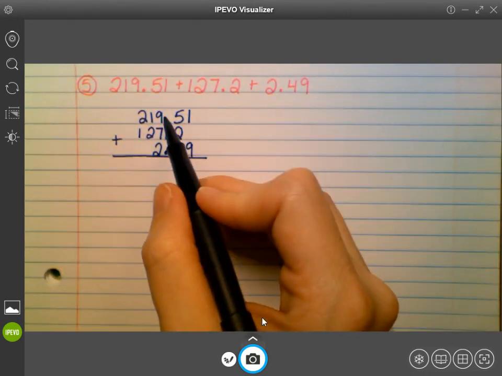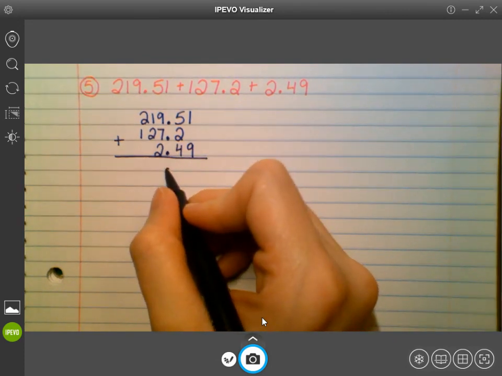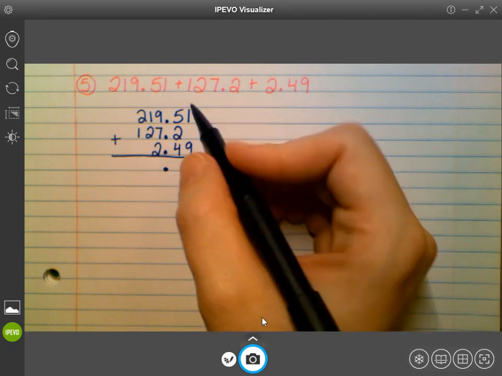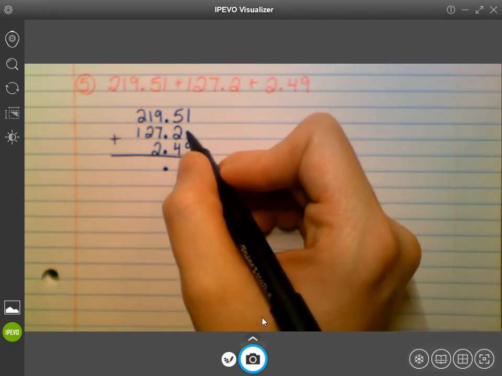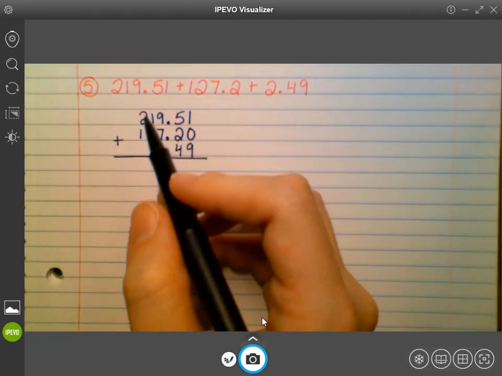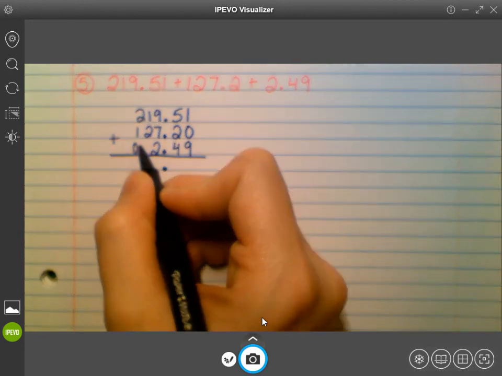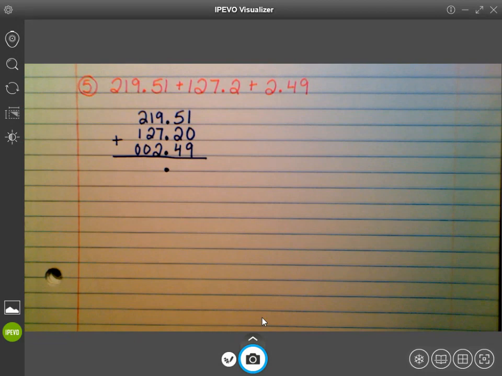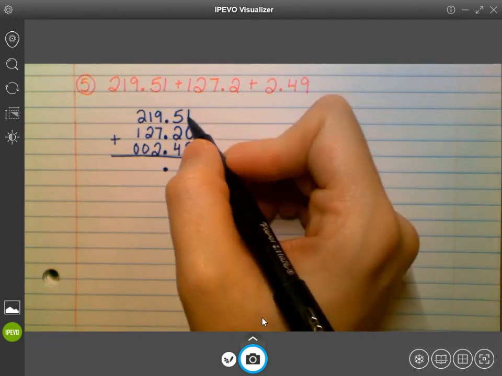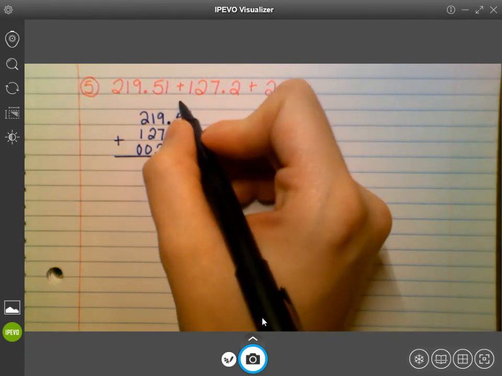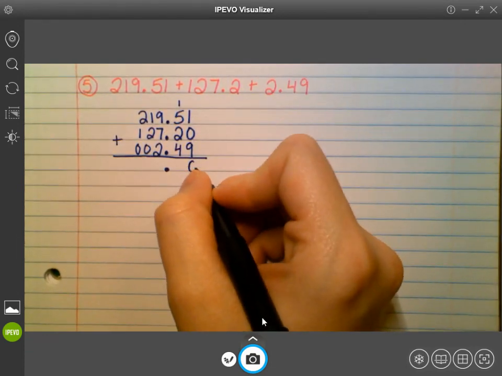Now I need to drop down the decimal so it's ready in my answer. And then I need to fill in any spaces. So first, I have this space next to the 2 in my second number. And then I have 2 spaces before the 2 in my third number. Am I ready to solve now, 5th grade? Yes, I am. 1 plus 0 plus 9 is 10. So I'm going to carry the 1, bring down the 0.